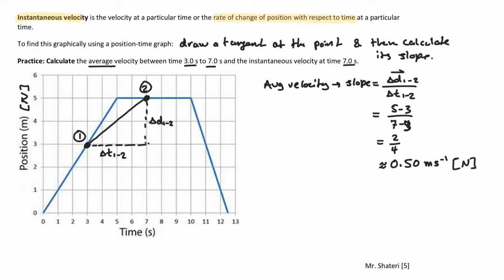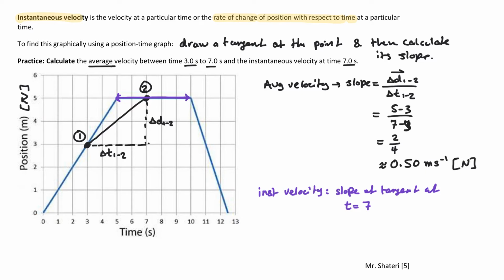The second question says, find the instantaneous velocity at time 7. So at time 7, we're right here. If I were to draw a tangent, this is not a curve, it's a straight line. And the tangent to a straight line is just that line. So in this case, I'm trying to find the slope of the purple line. So for instantaneous velocity, slope of tangent at time is equal to 7.